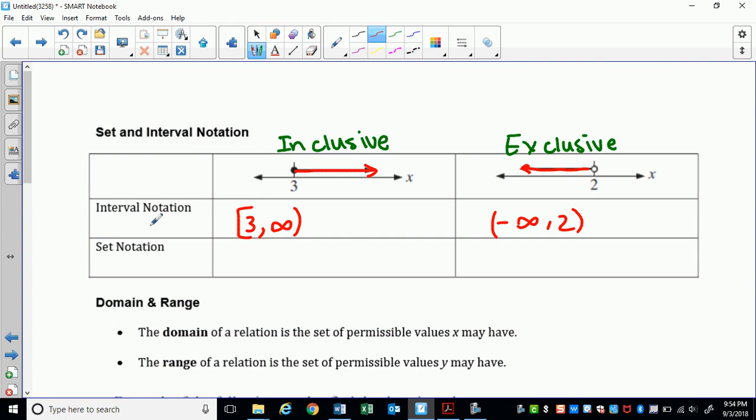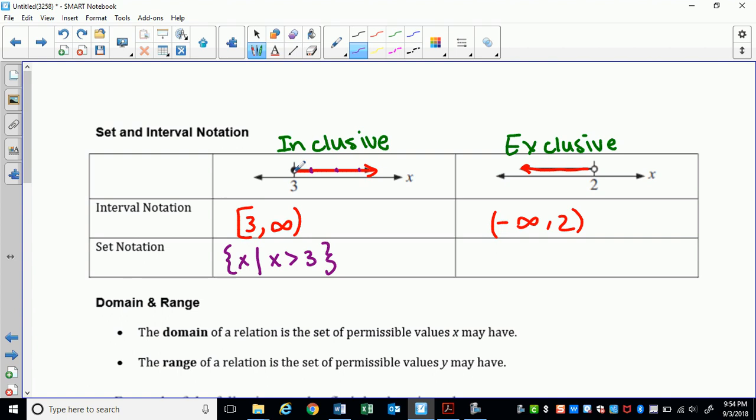I'm going to show you what this looks like in interval notation also. So we're always going to have a squiggly bracket x such that x is, well, it looks like it's always going to be greater than 3, right? Like 4, 5, 6, and it goes on forever. So x is greater than 3.